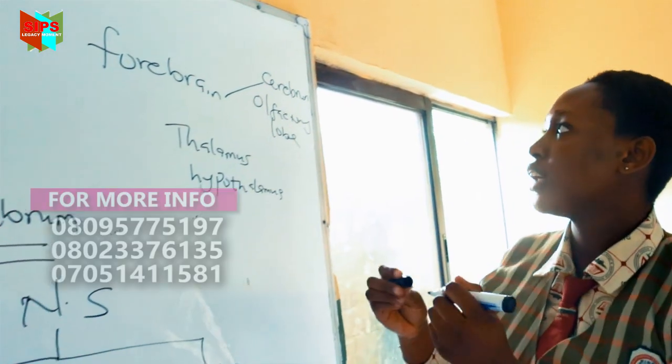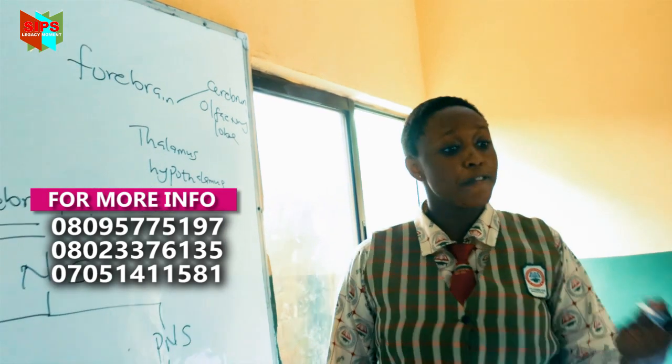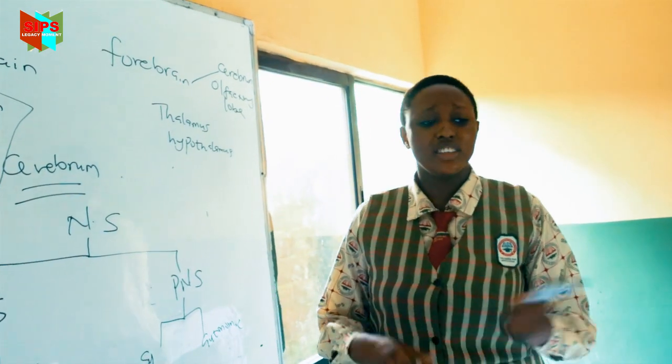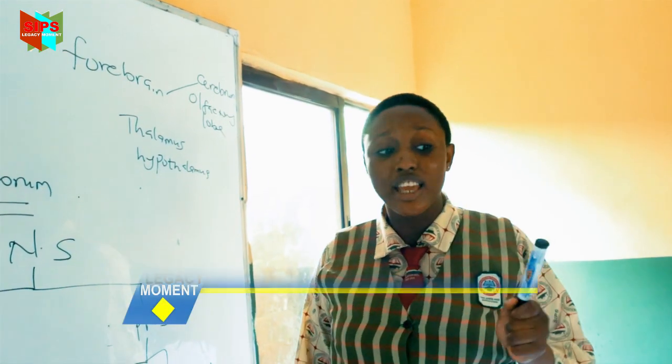So let me run through it. This cerebrum is for your thinking, your intelligence. What makes a person different from being intelligent? Some people say, this boy is too intelligent. What makes it? Because he trained his cerebrum to be able to think fast.